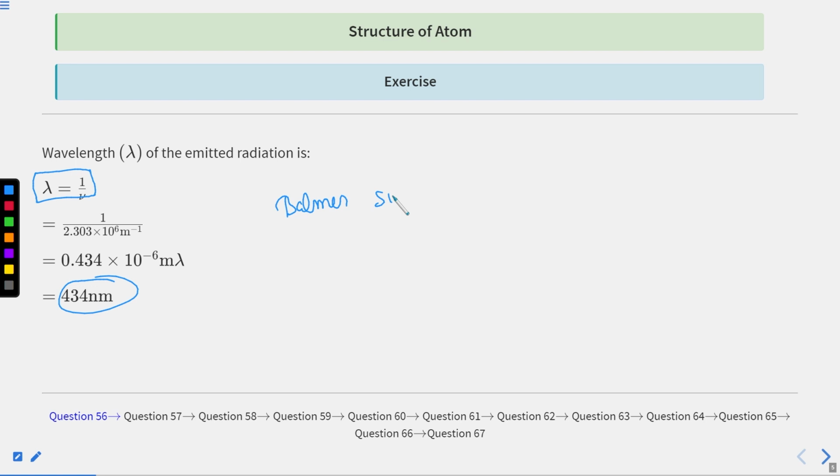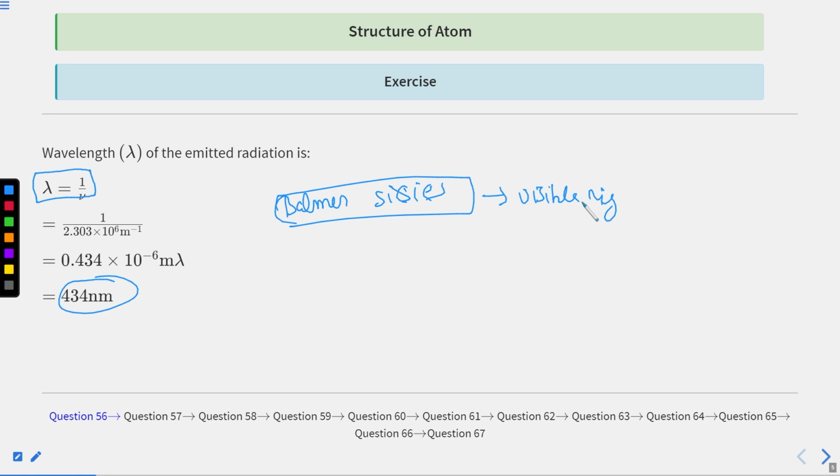Now, if I ask you in which region of the spectrum the Balmer series falls, what would be the answer? It falls in the visible region. Clear? That falls in the visible region.